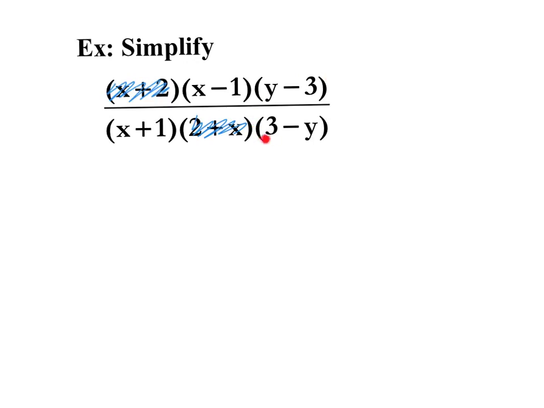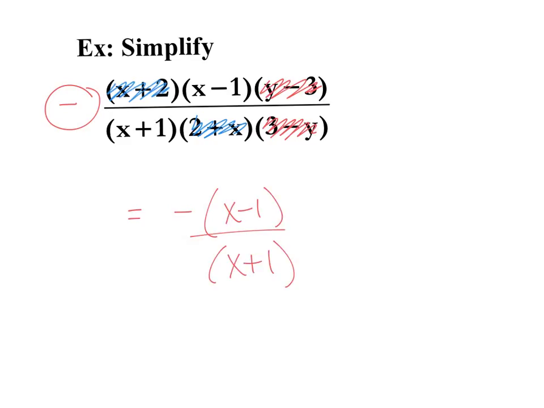But here is something weird. Y minus 3 and 3 minus y. So here is a cool rule about when they're opposites and they're subtraction. You are allowed to cancel them as long as you take a negative sign and put it out front of your problem. So my simplified answer is negative parentheses x minus 1 over parentheses x plus 1. You need that negative sign, and here's why.